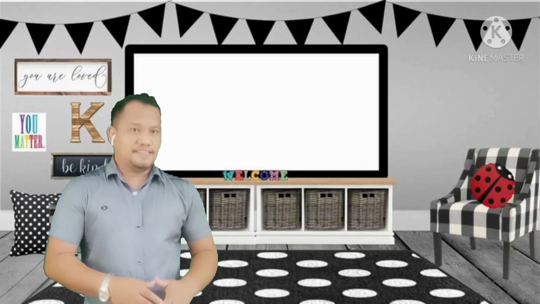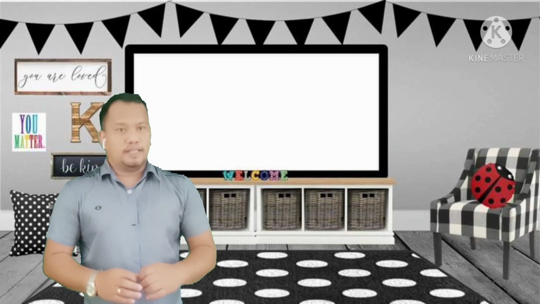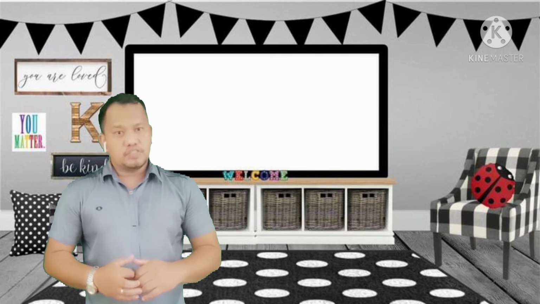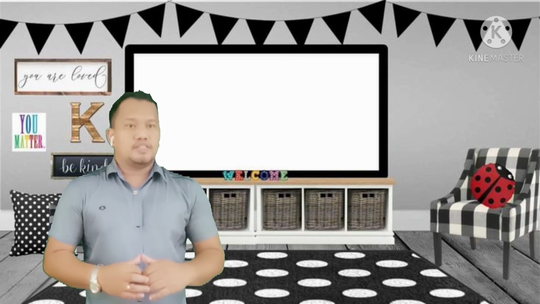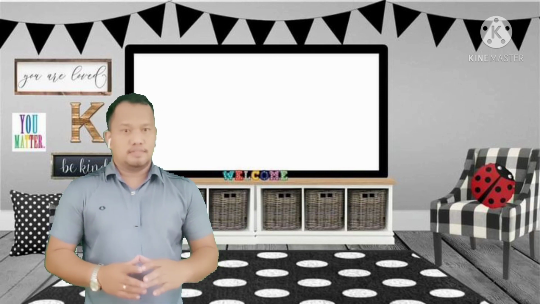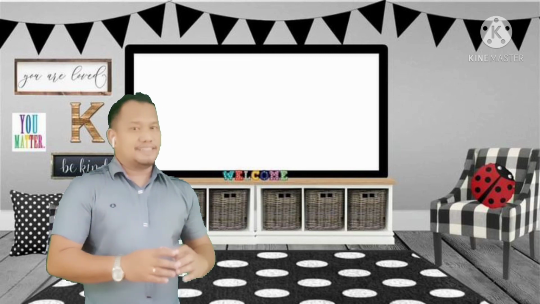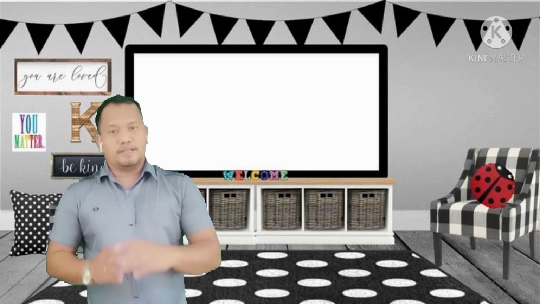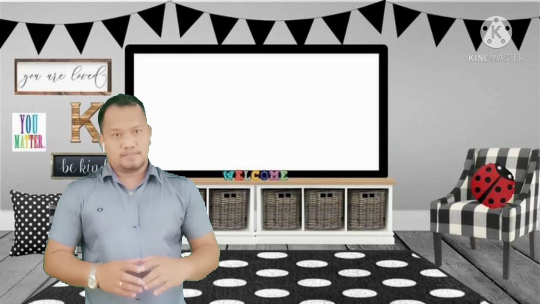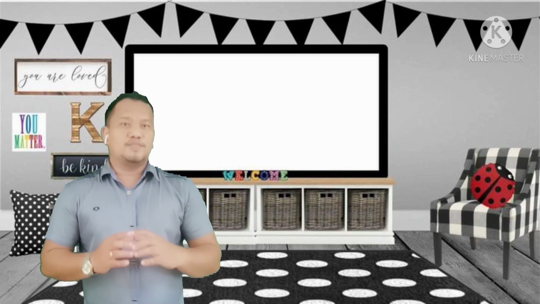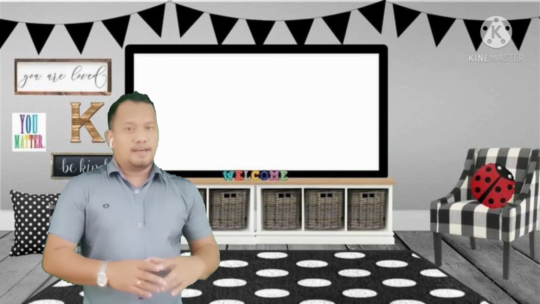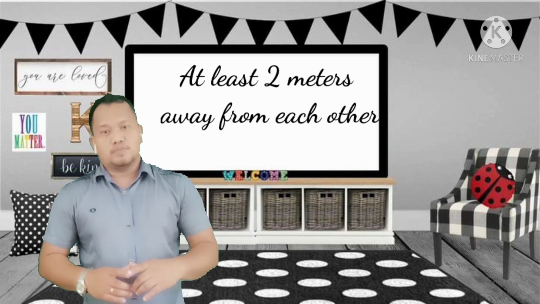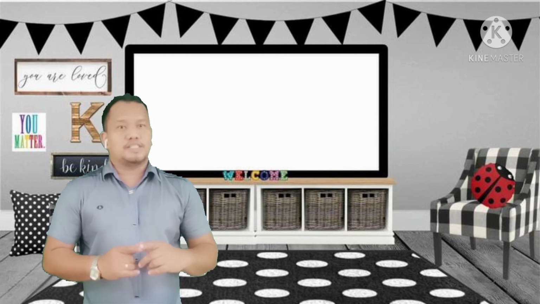Okay, so that's it, guys. During this time of pandemic, distancing is one way of being safe. Social distancing is very important and should be implemented anywhere. What should be the appropriate distance to protect yourself from being infected and to prevent the spread of the virus? So no need of using the distance formula. At least 2 meters away from each other is enough to protect yourself and others from the spread of the virus.